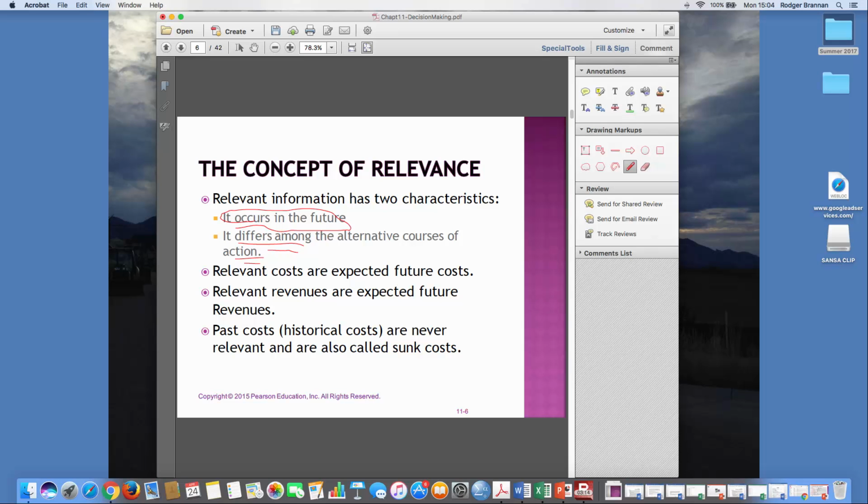Now, one thing that's extraordinarily important is that anything that's happened in the past is always going to be considered irrelevant. That's a historical cost or a sunk cost. Why? Because I can't do anything about it. For example, if I pay $10 for a share of stock, fine, I paid $10 for it. Let's say right now the current market is $8. The temptation is to think, oh, I've lost $2. Well, that's true in terms of your original purchase price, but the original purchase price cannot be the decision criterion.